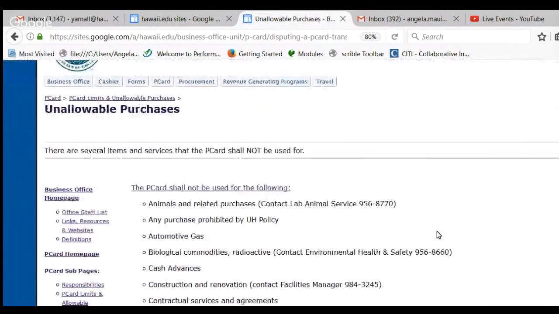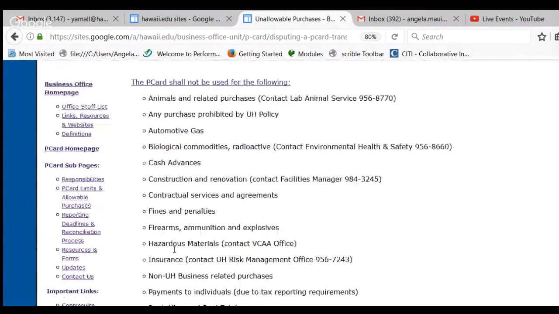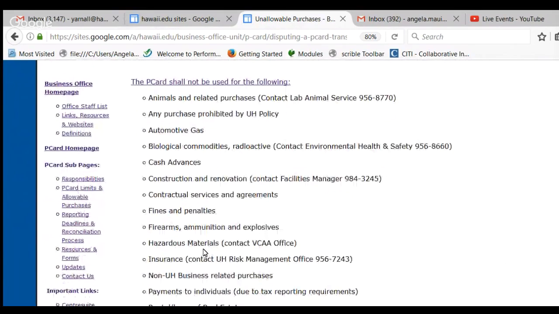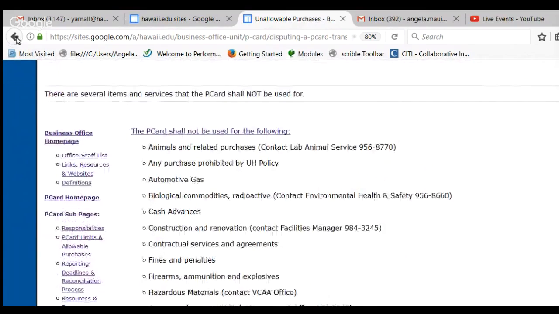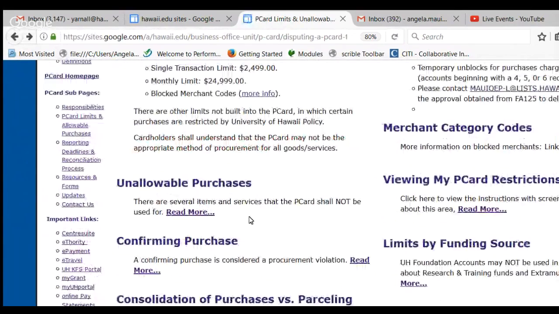So, shall not be used for. I will be purchasing a computer monitor. So it looks like it would not be in this section. So I'm guessing that I would be able to use my P card to buy a monitor, but it has to be below 2,500. Very good. That was kind of quick. You got that? Yeah.